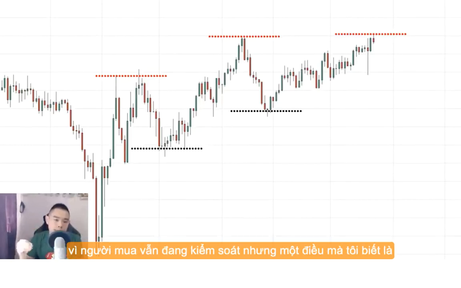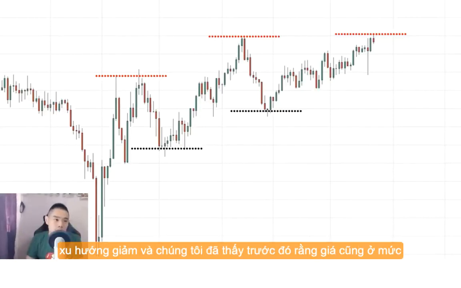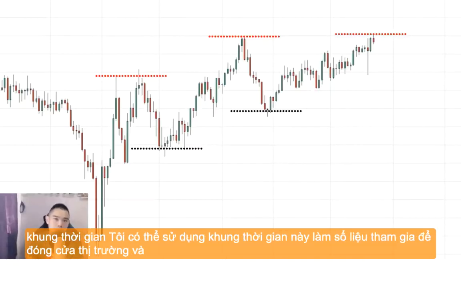But one thing that I do know is that on the higher time frame, the daily time frame, as we've seen earlier, the trend is towards the downside. And we've seen earlier that the price is also at this area of value, which is the 20 MA. So what I can do is that on the 2-hour time frame, I can use this time frame as an entry trigger to short the market.